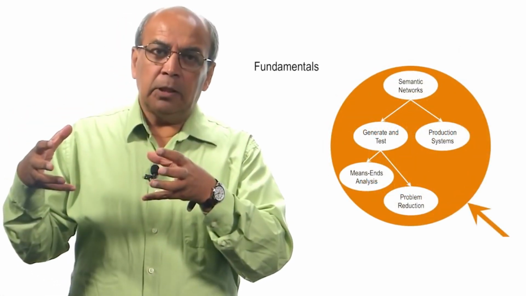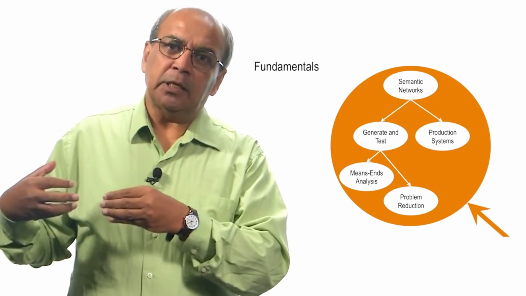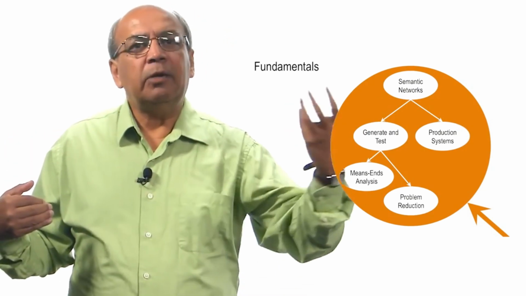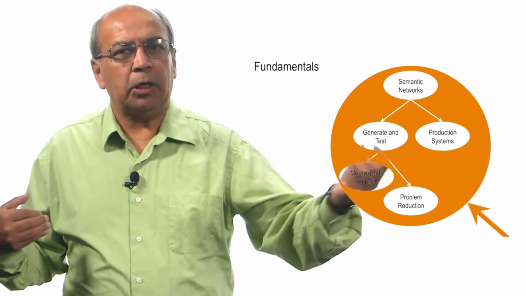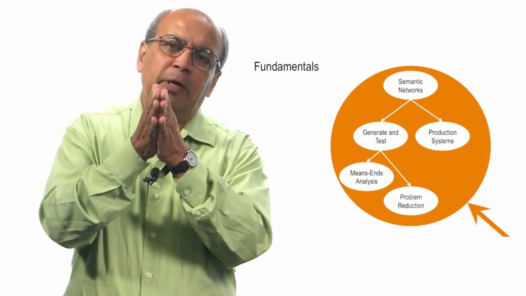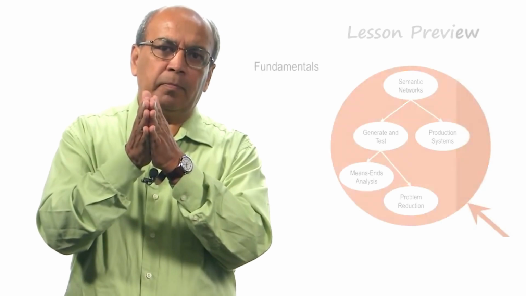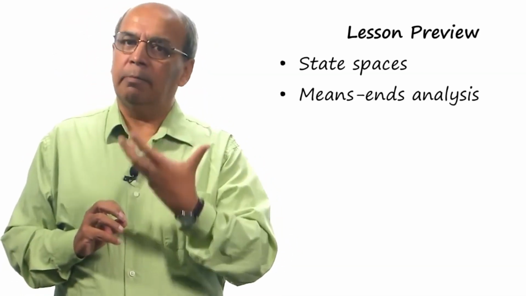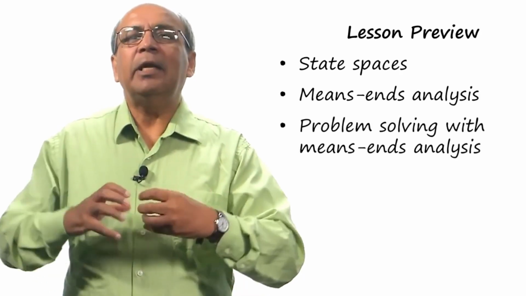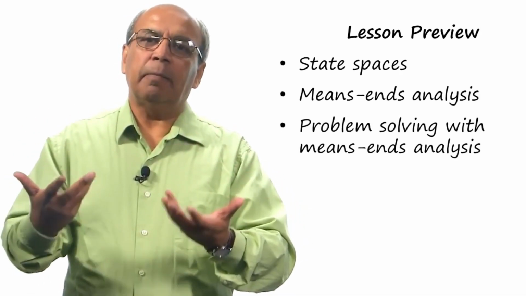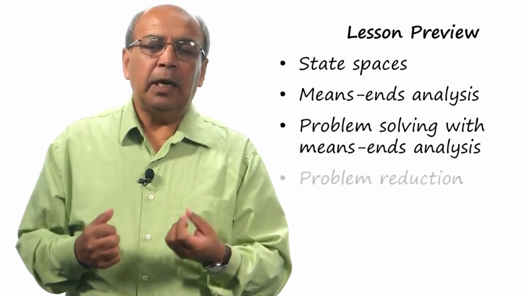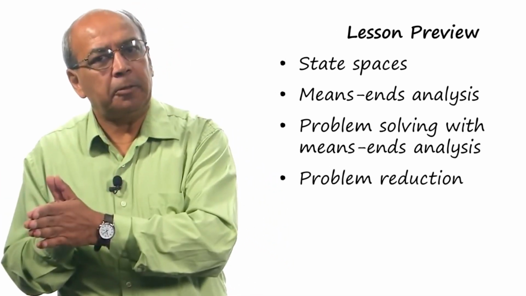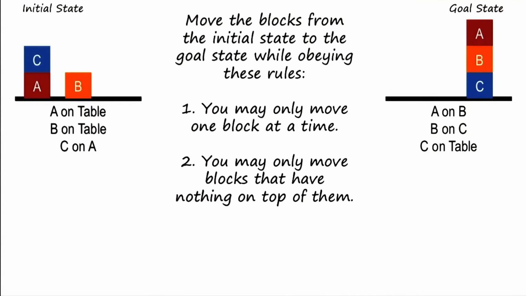These three methods, generate and test, means-ends analysis, and problem reduction, together with semantic networks as a knowledge representation, form the basic unit of our fundamental topics in this course. We'll begin with the notion of state spaces, then talk about means-ends analysis. Then we'll illustrate means-ends analysis as a method for solving problems, and then we'll move on to the method of problem reduction. To understand the method of means-ends analysis, let us look at this blocks world problem.